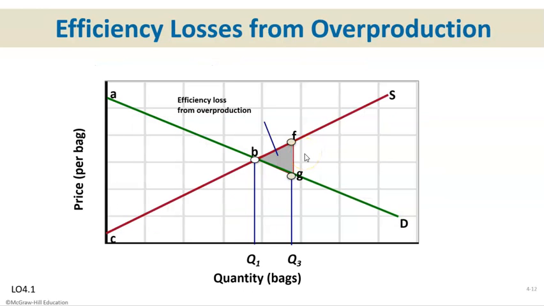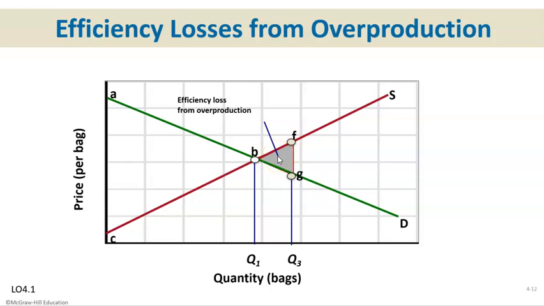Now let's take a look at overproduction. We should be producing at Q1, but instead we're producing at Q3, which means we're producing more than the equilibrium level. Here we have efficiency losses again. This triangle right here is our efficiency loss. It's hard to visualize the total surplus in this case, but know that when we're overproducing, we're also decreasing the total surplus, and that gives us this efficiency loss right here.